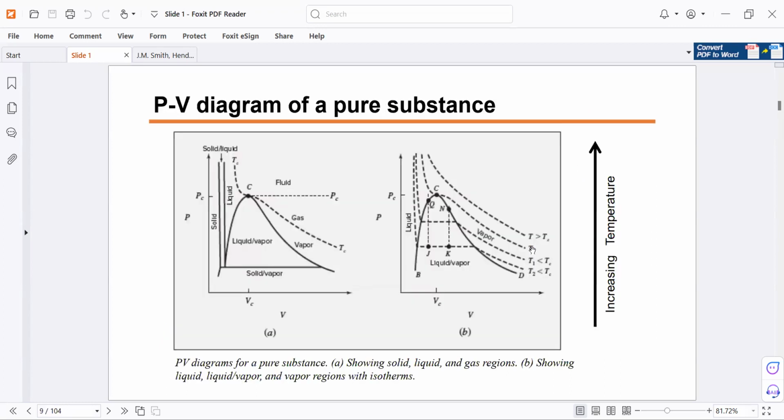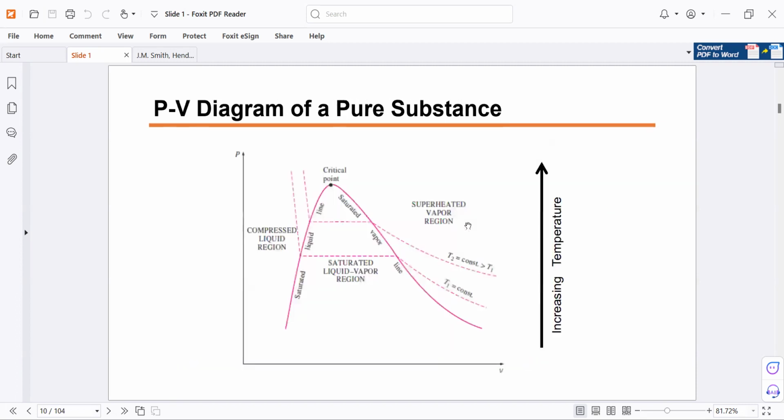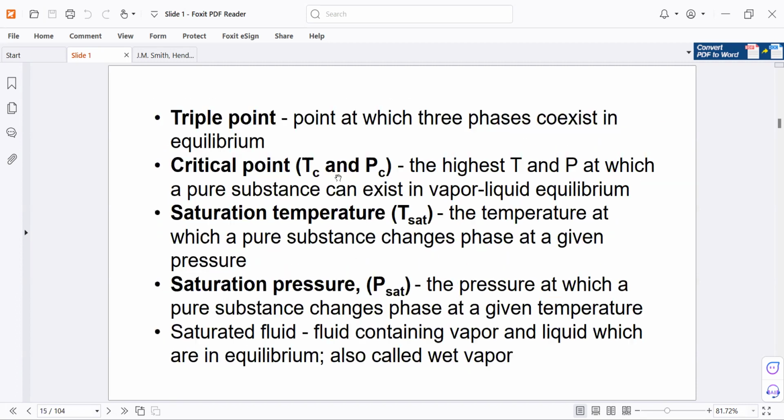Just like how we trace by this curve right here: initially, you have an equilibrium between vapor and liquid, and as we increase the pressure and temperature, that boundary between them disappears. That gives you the critical point. Saturation temperature: the temperature at which a pure substance changes phase at a given pressure.